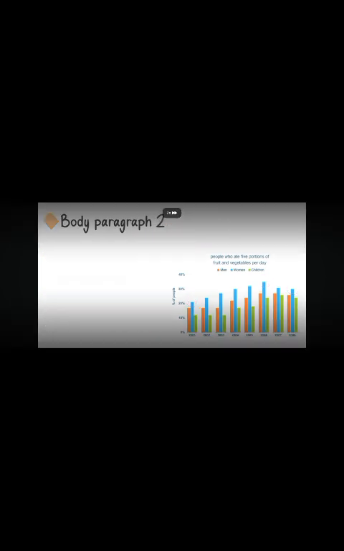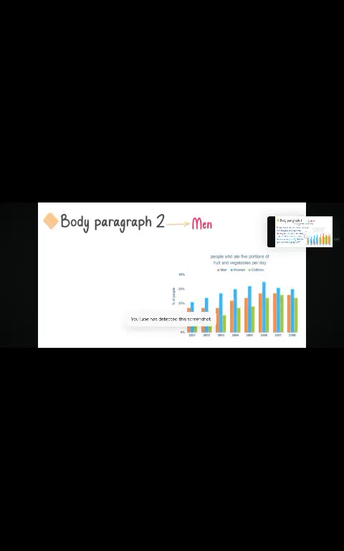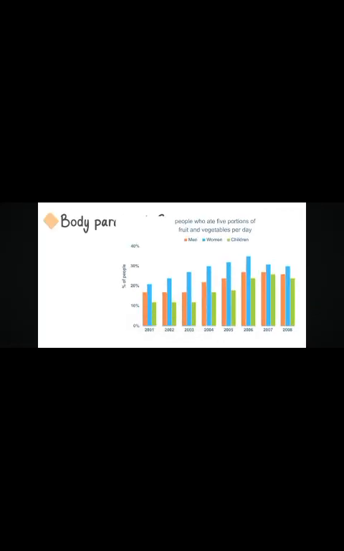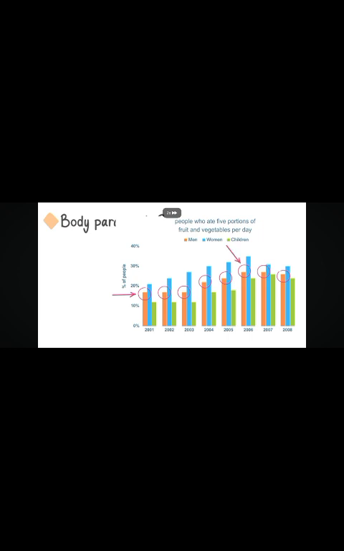Now I'm going to write about men in my second body paragraph. So as you can see, we can start the first sentence by saying that it was lower than women throughout the period, right? It started at around 17% in 2001. It remained the same up to 2003 and increased by 2006 and then declined slightly to 26% by 2008, right?